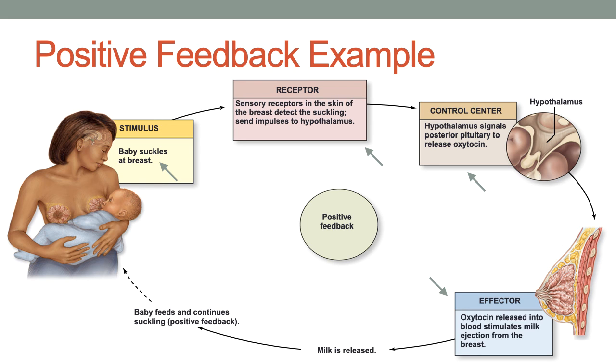So the breast is the effector here, and milk ejection means milk is released. And of course, as milk is released, that's going to cause the baby to suckle, which is then picked up by the receptor, and this is going to continue on and on until the baby is satiated and stops suckling. And so then that stimulus is taken away.